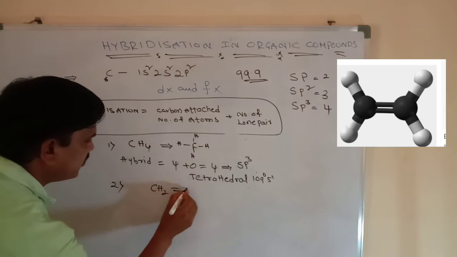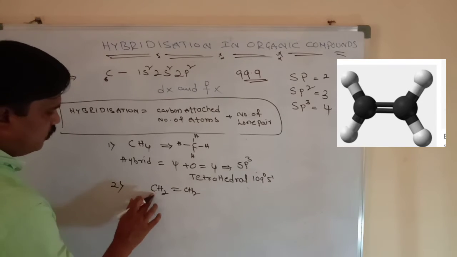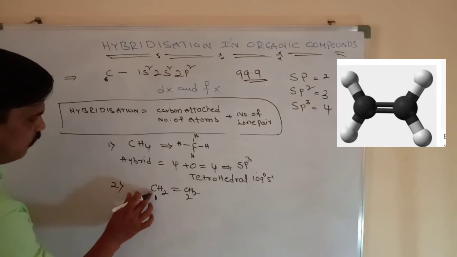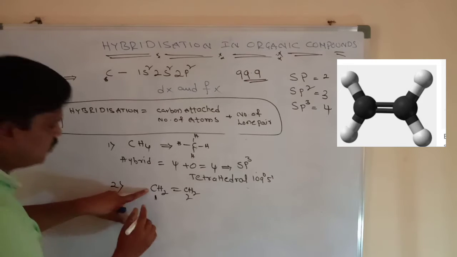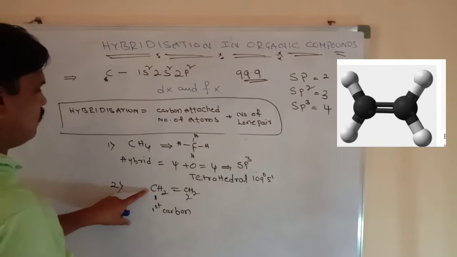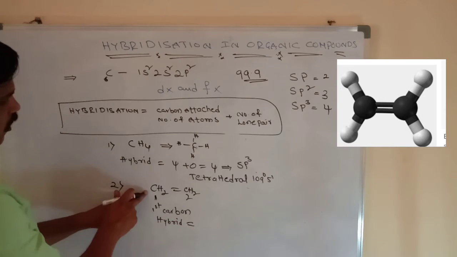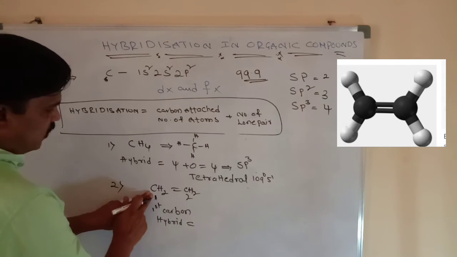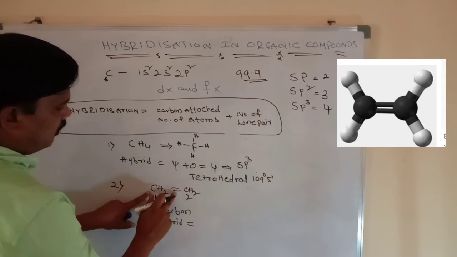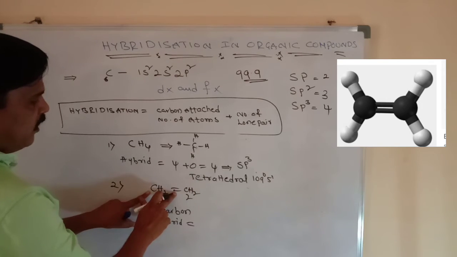Second example, CH2 double bond CH2. This is one type of alkene, ethene. I want to give numbering 1 and 2. Here I want to apply hybridization for this first carbon. First carbon hybridization is equal to: how many carbons are there? 1 carbon. This carbon is attached to 1 carbon. Because in hybridization the pi bond is excluded, only the sigma bond is included.